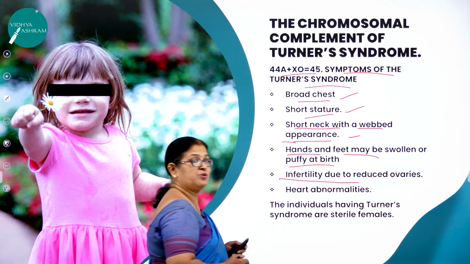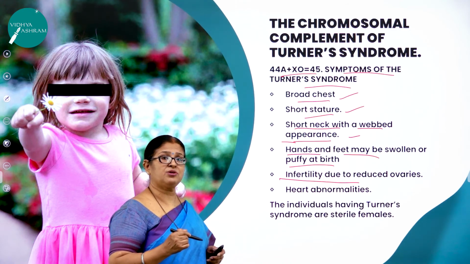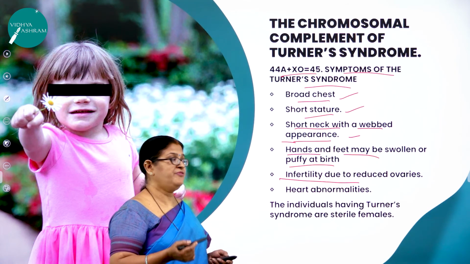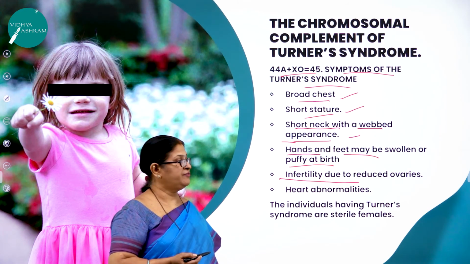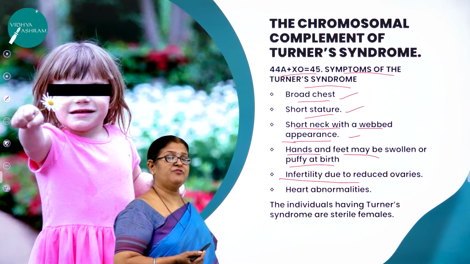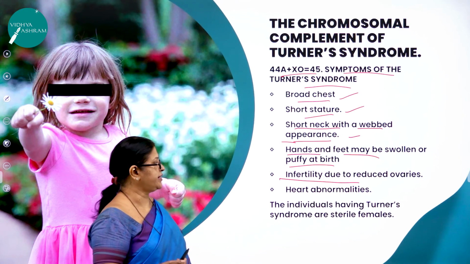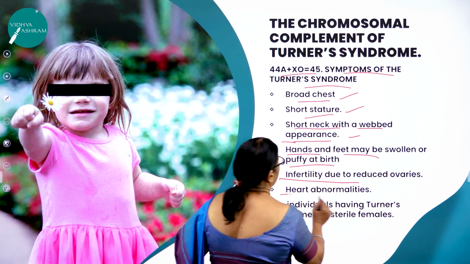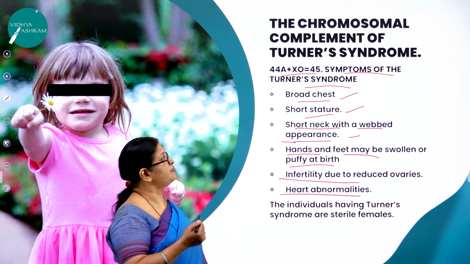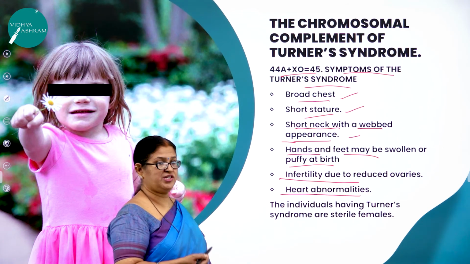Infertility due to reduced ovaries. As I said, this Turner syndrome is common in whom? It occurs only in females. Obviously, there will be infertile females. Why? Because the ovaries are not developed. And what do you mean by infertility? Inability to bear children. Then heart abnormalities. All these are the abnormalities or symptoms found in an individual affected by Turner syndrome.